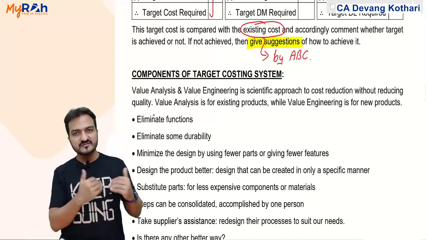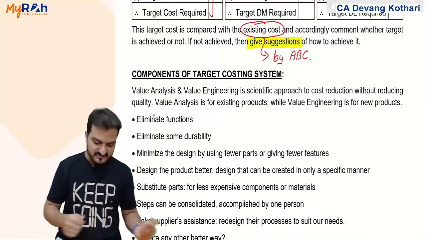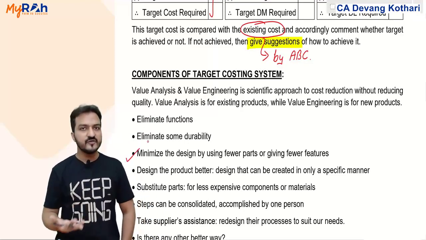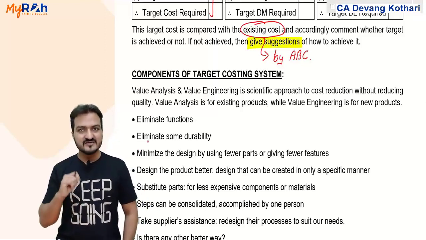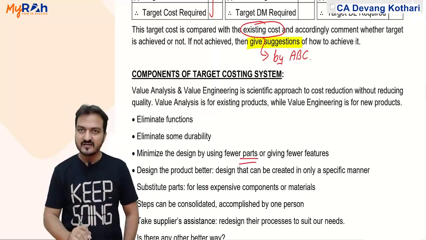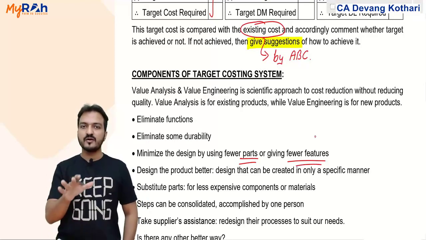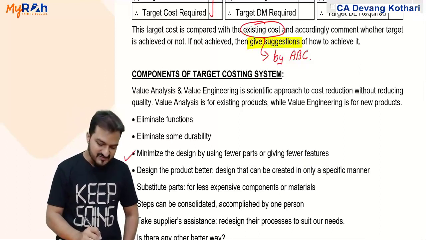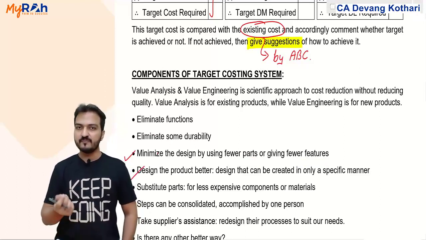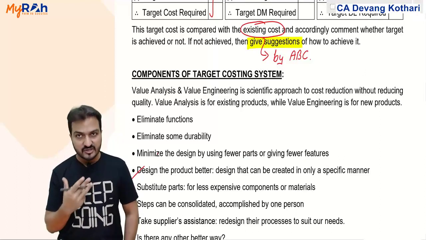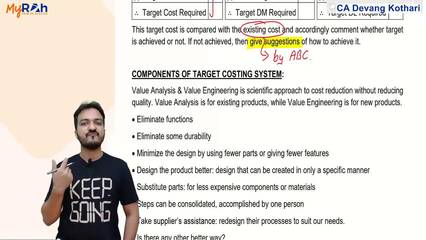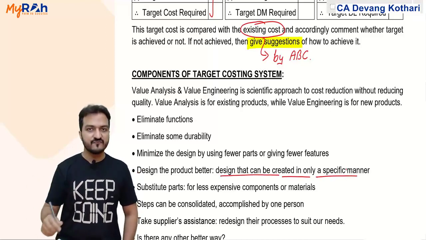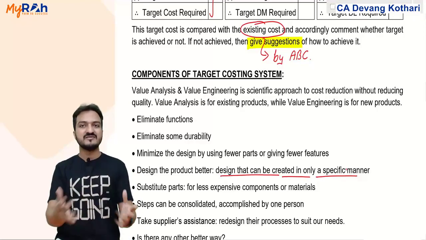So if I can decrease the durability, I can decrease the cost. Yes. Minimize the design by using fewer parts or by giving fewer features. Maybe by decreasing the design, by decreasing the number of parts, and by giving lesser features, the product cost can be reduced. Then try to do that. Yes. Design the product better. Maybe you make the design of the product in such a way that it cannot have any defects. Design that can be created in only a specific manner such that there cannot be mistakes in the design.